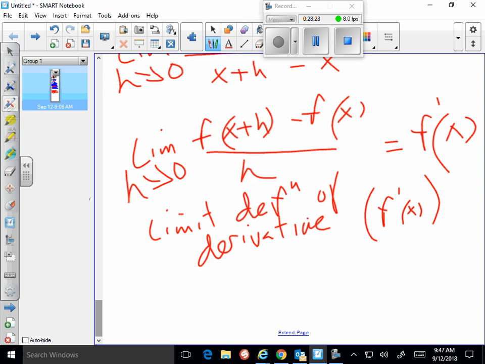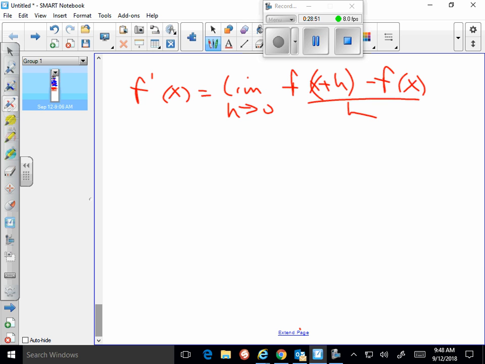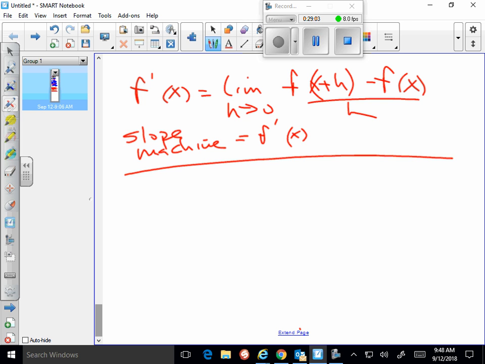I build this when I want to find the slope at more than one point. But we have some single-use limit definitions of the derivative. If one of these is called f prime of x, and that's the limit as h heads to 0 of f of x plus h minus f of x over h, and that finds the slope machine, f prime of x.